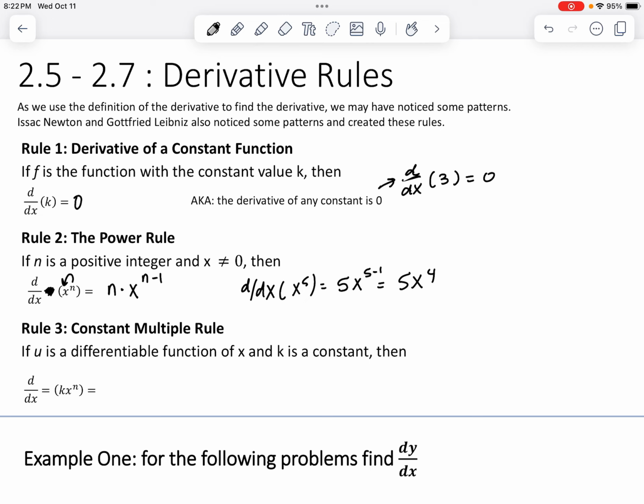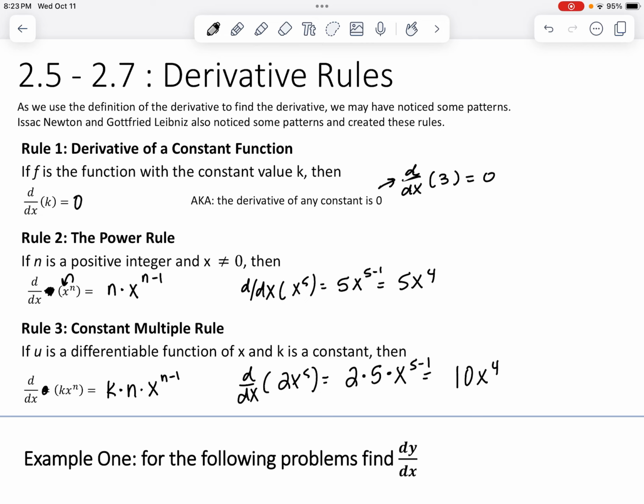Let's say this function has a constant in front of our variable. If u is a differentiable function of x and k is a constant, then the derivative of kx^n is k times n times x^(n-1). So again, for example, taking the derivative of 2x to the 5th power, that derivative would be 2 times 5 times x^(5-1), which equals 10x to the 4th power. So those are our three main derivative rules.